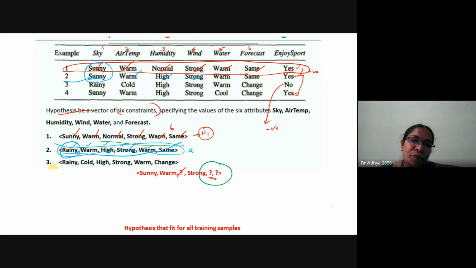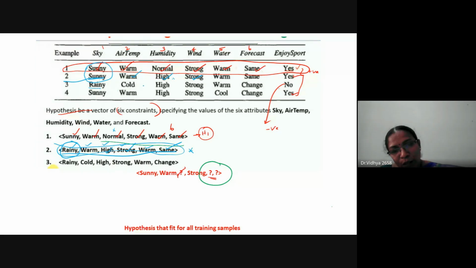But if we take the first hypothesis and compare it with the second example: sunny, it is matching. Warm, it is matching. Here it is normal, but here it is high. So the first hypothesis is suitable for the first example, but not suitable for the second example. Similarly, the first hypothesis is not suitable for the third example also. Here it is rainy, but here it is sunny.